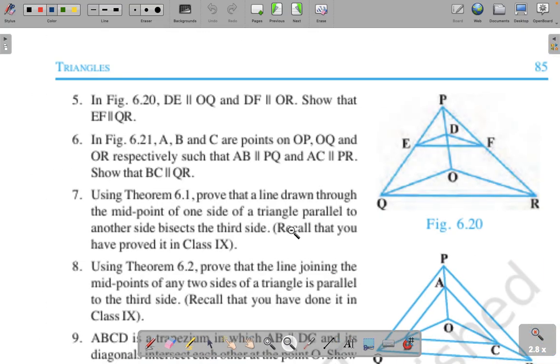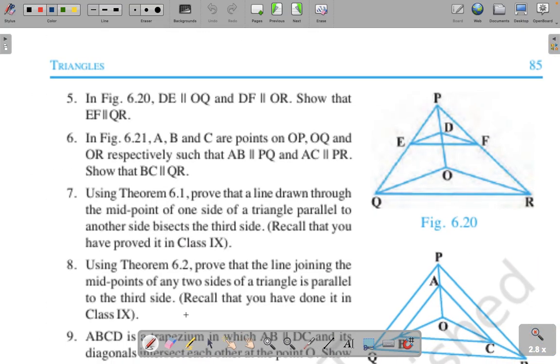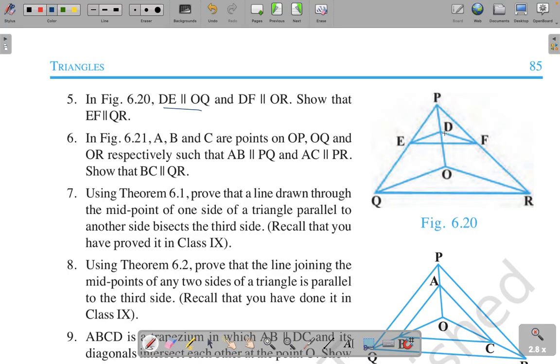Question number 5, again, a similar question. Questions on BPT are very similar and easy. In figure 6.20, DE is parallel to OQ. So whenever parallel lines are given, you know the triangle that you need to take. And DF is parallel to OR. You need to prove that EF is parallel to QR. So EF and QR are parallel.